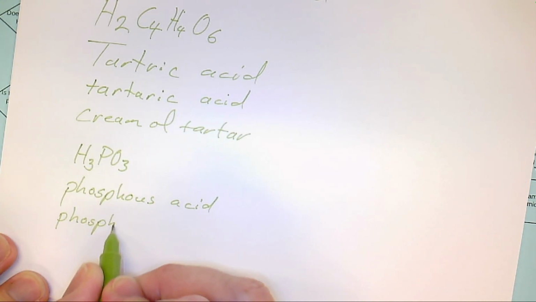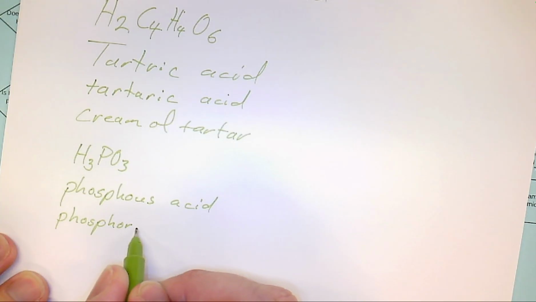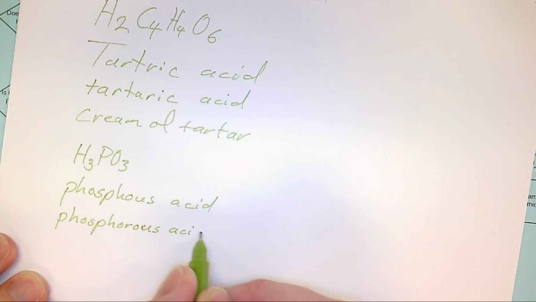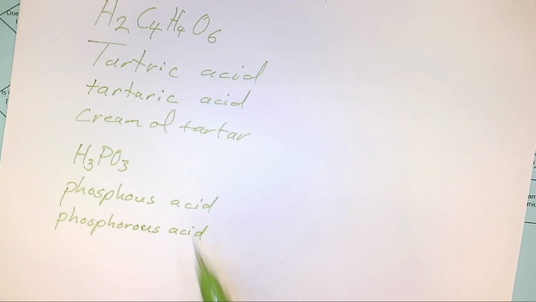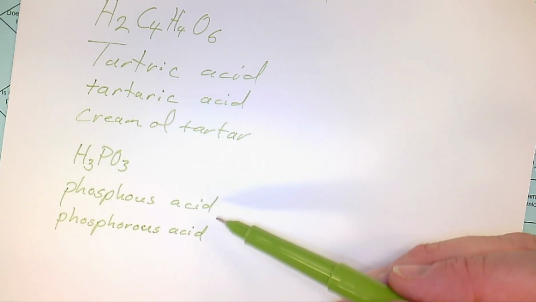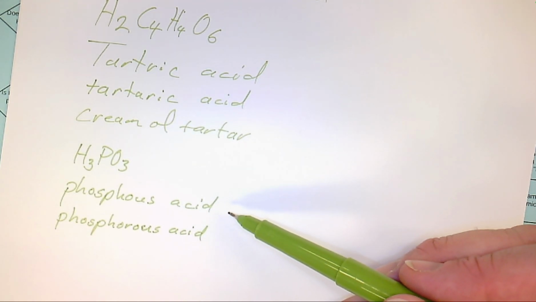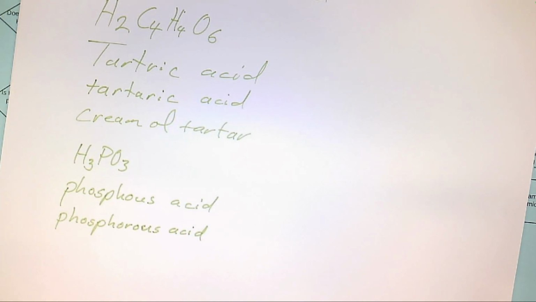So this one comes out as phosphorous acid because it doesn't go strictly by the rule. Again, if we had this on the test, I will accept phosphous acid. But it's actually a little more correct as phosphorous acid. Okay?